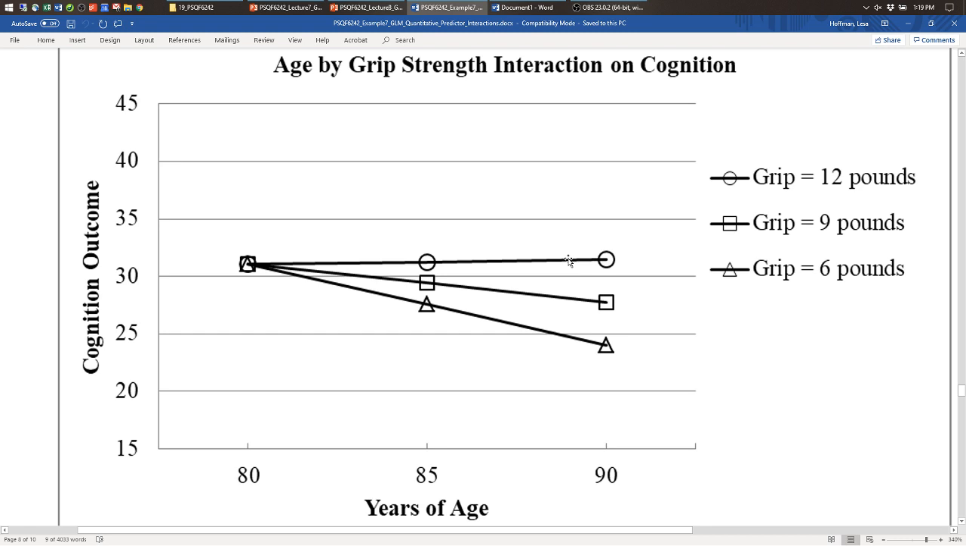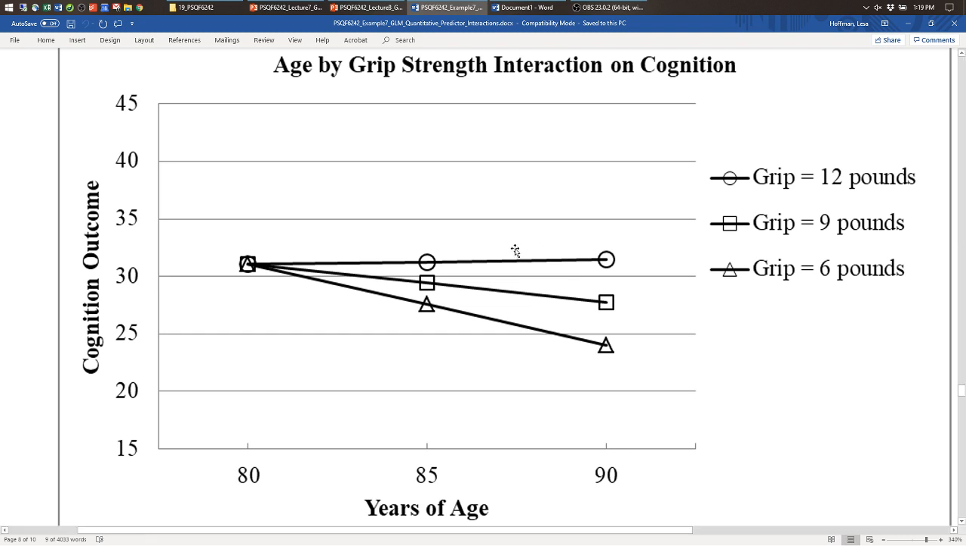If you wanted to go the other way and talk about the effect of grip, the effect that's given by the model is implied by the vertical distance between these lines, but it's not exact because these are 3 points apart as opposed to 1 unit. But this is the point the model's talking about. These get more spread out as you get older. So grip matters more in old people. It matters less in younger people.